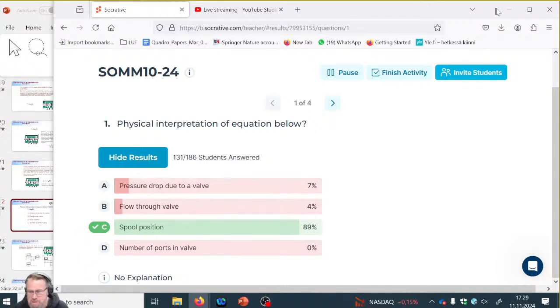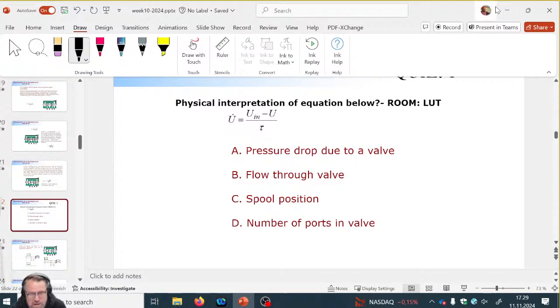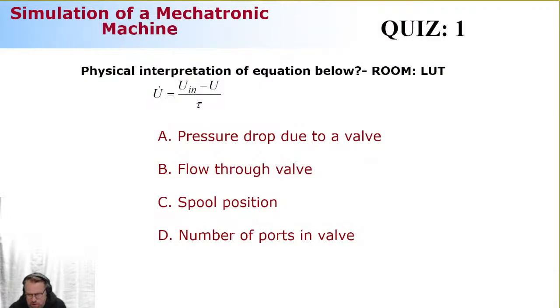Okay, so let's continue the story about the direction valves. Sorry. You always need to go in this order, so I need to first solve this, and then this.